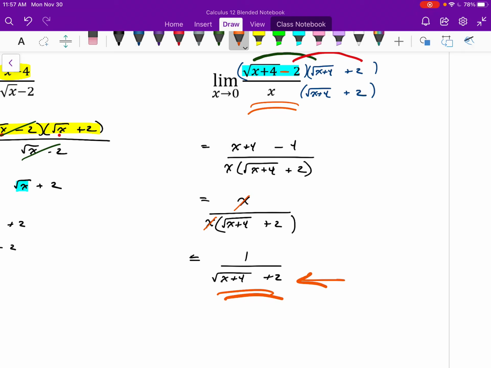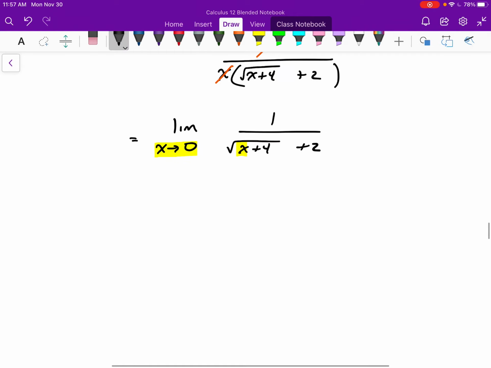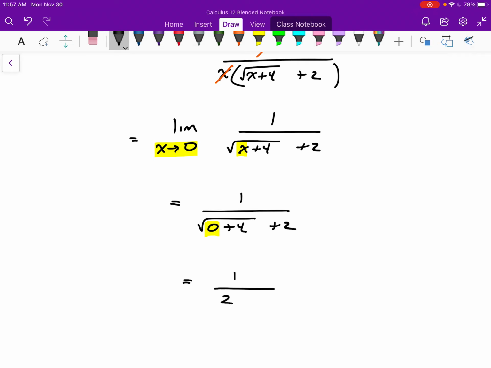I'm not sure if this one's so much simpler, but now I can just substitute x with 0, and I'm not dividing by 0, which means I can evaluate this limit, which means right here I'm going to now add in my limit as x approaches 0. And now it's a matter of just a little bit of arithmetic here. I get 1 over 2 plus 2, so 1/4.